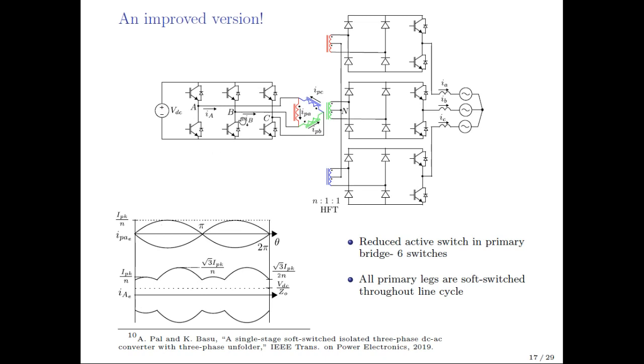Now for B and C phase current envelopes, if we draw them, they will be 120 degree phase shifted with respect to A, because we have implemented the exact same modulation strategy as A. So effectively all the three legs will have complete GVS throughout the line cycle.